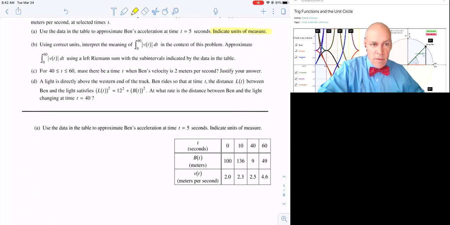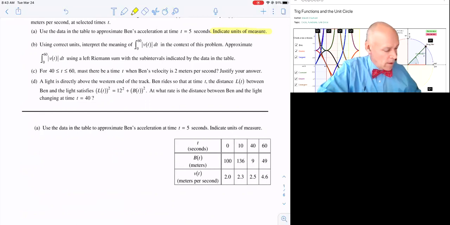Part C says for the closed interval from 40 to 60, must there be a time t when Ben's velocity is 2 meters per second? Justify your answer. And then part D, the related rates problem. A light is directly above the western end of the track. Ben rides so that at time t, the distance L of t between Ben and the light satisfies the equation L of t squared is equal to 12 squared plus B of t squared. At what rate is the distance between Ben and the light changing at time t equals 40?